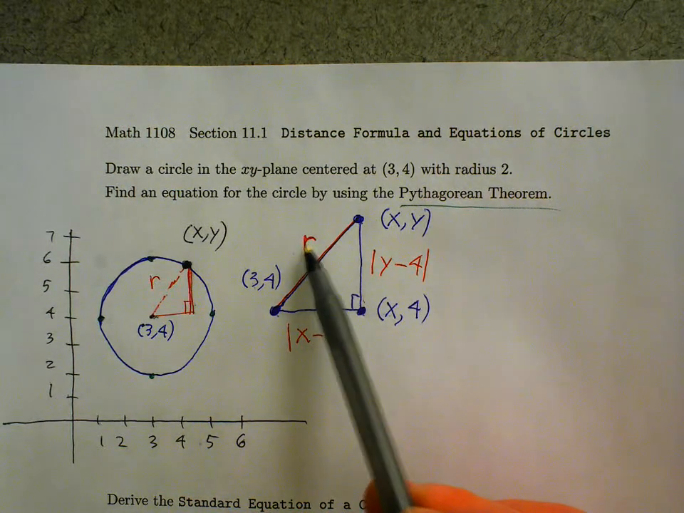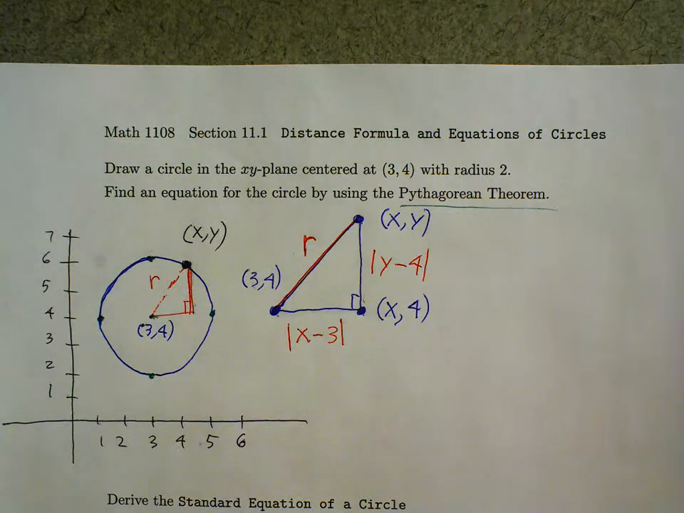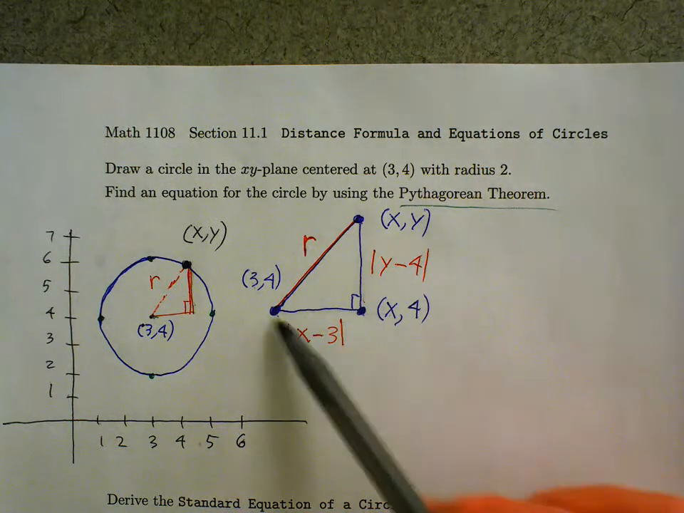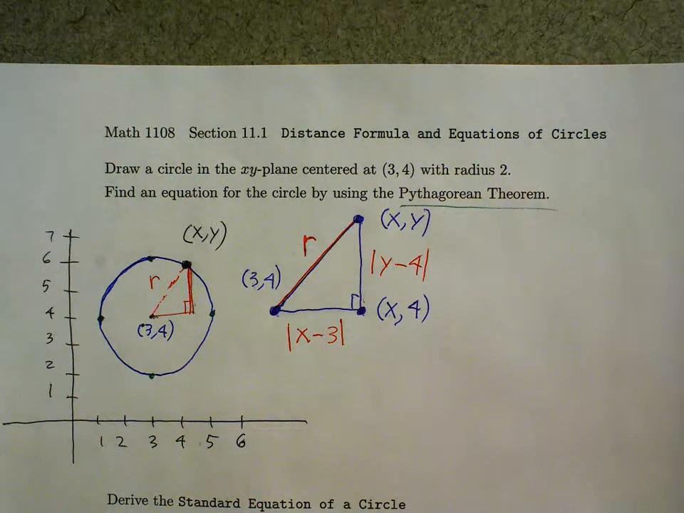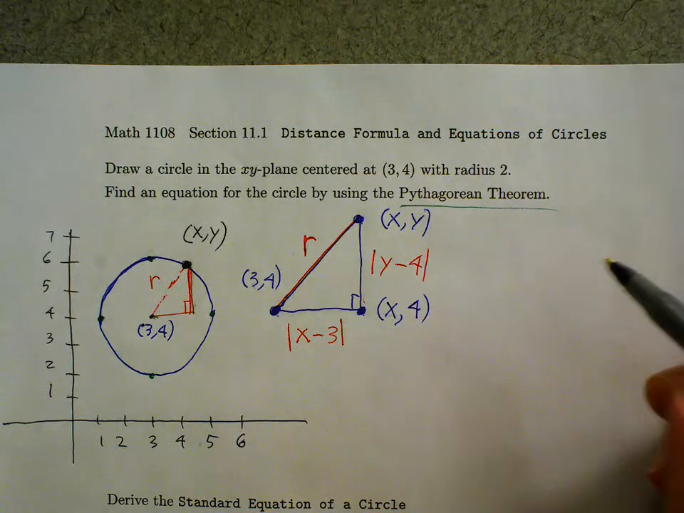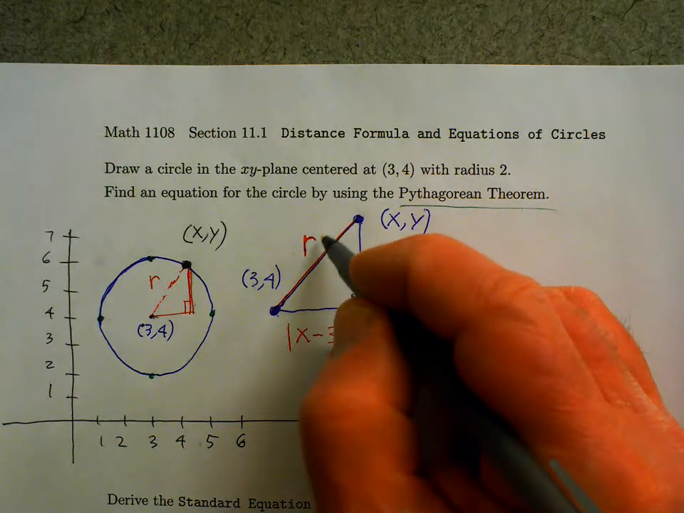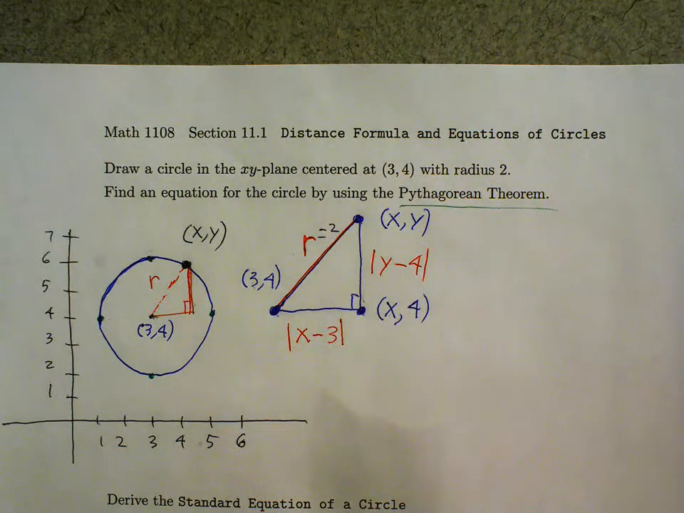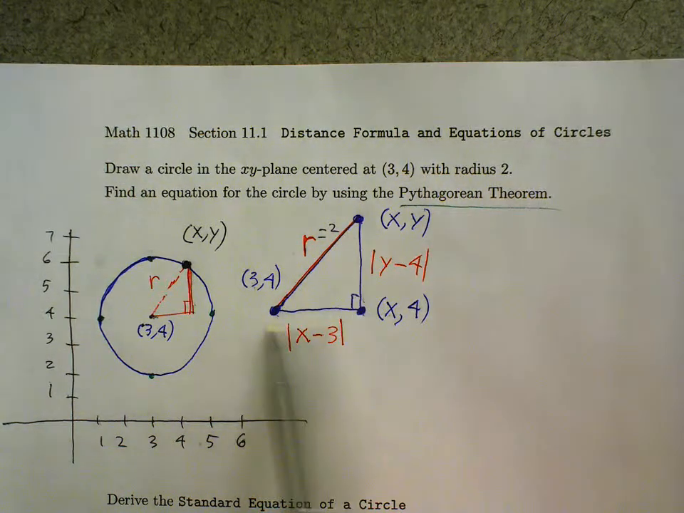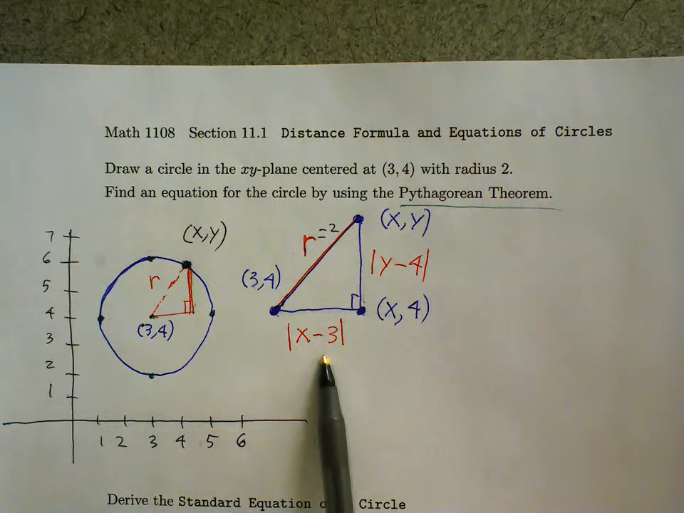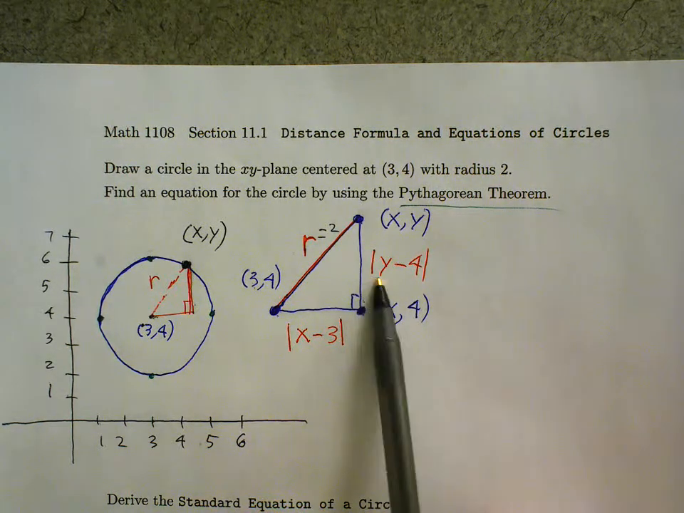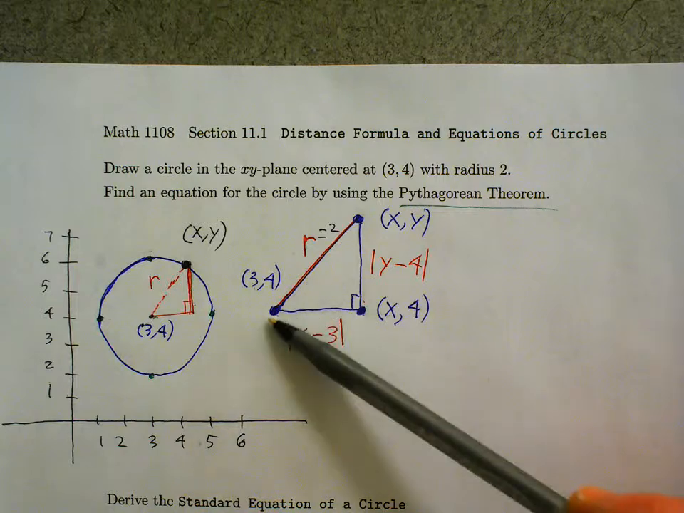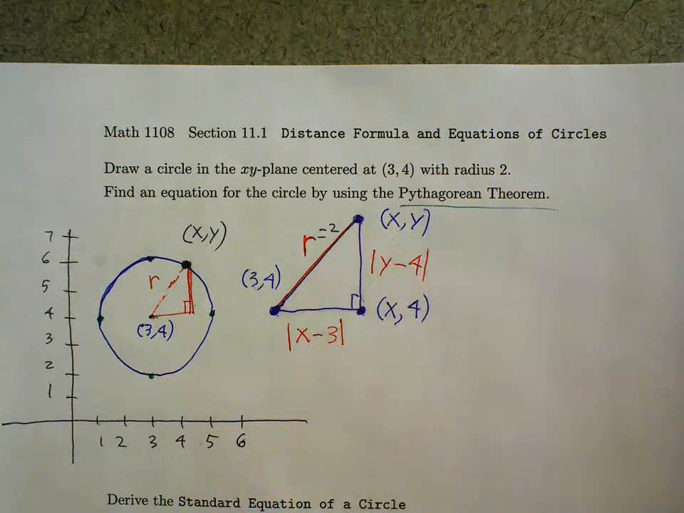We know what the radius is, though. The radius is given to be 2. So we apply the Pythagorean theorem to this right triangle. The horizontal side is the absolute value of x minus 3. The vertical side is the absolute value of y minus 4. And the hypotenuse is 2.